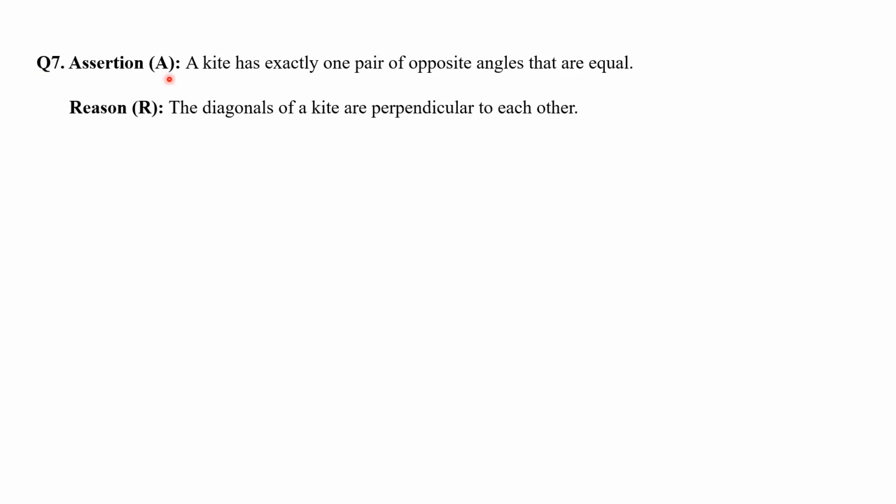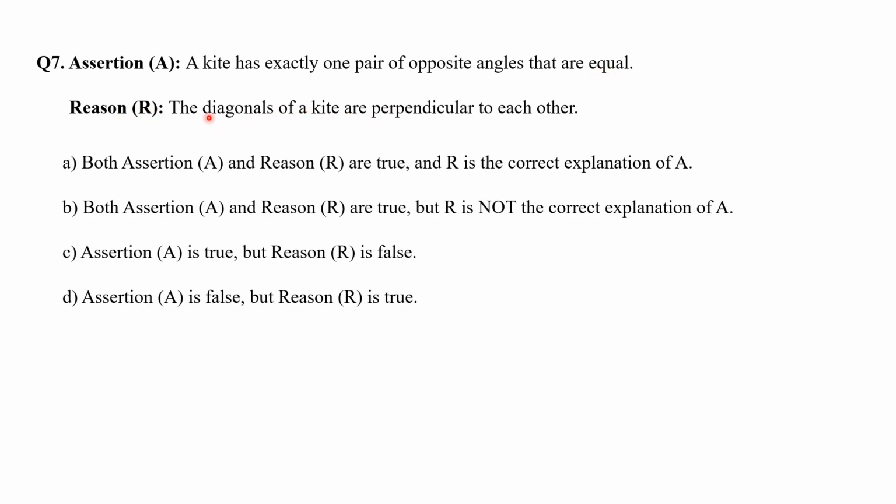Question number 7. Assertion: A kite has exactly one pair of opposite angles that are equal, and reason: the diagonals of a kite are perpendicular to each other. So if you see the figure of a kite, it has one pair of opposite angles equal. So I can say from here angle B is equal to angle D. Now reason is given: the diagonals of a kite are perpendicular to each other. Yes, diagonals of the kite are perpendicular also.